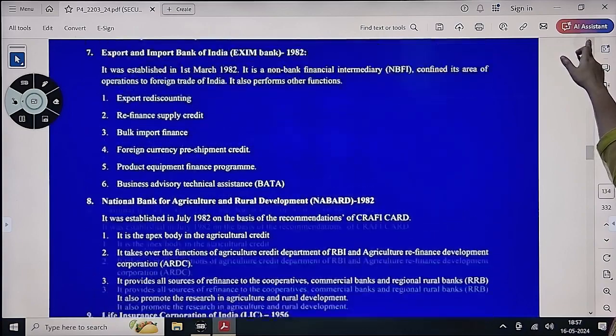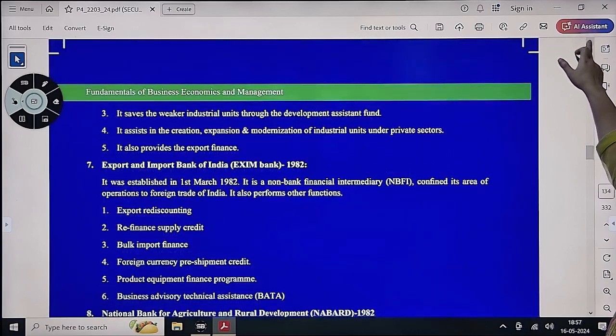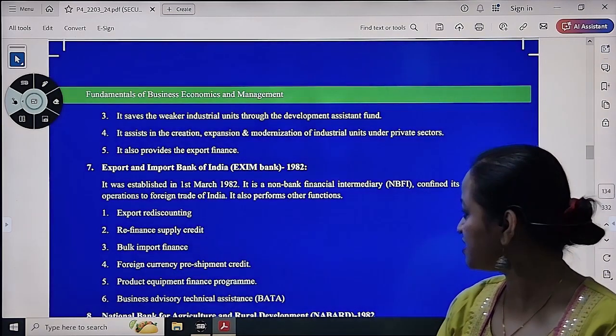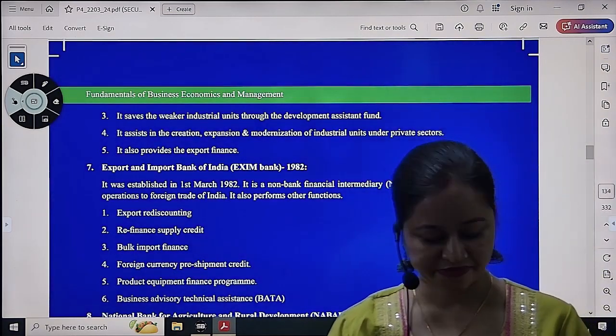So now we are at number 6. From 7 we'll see in the next class.